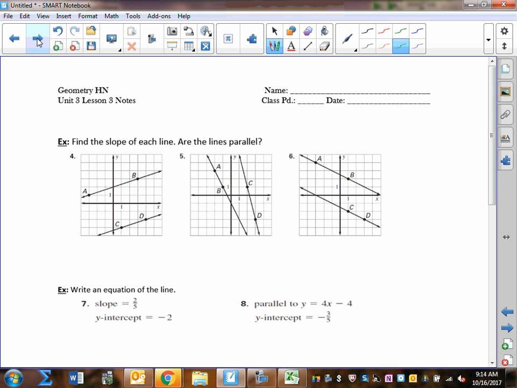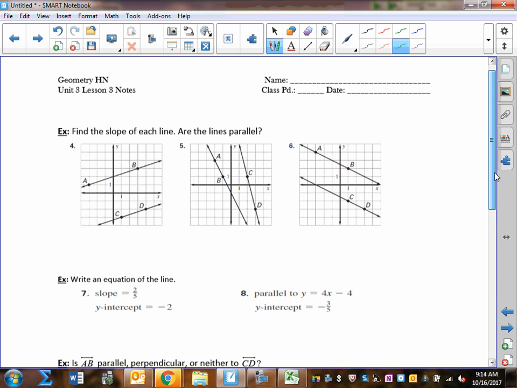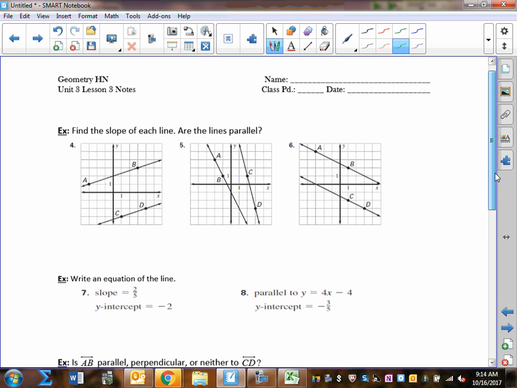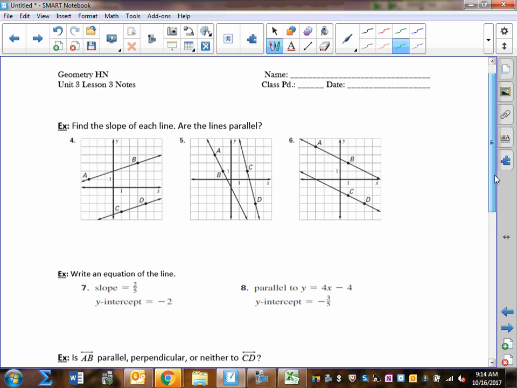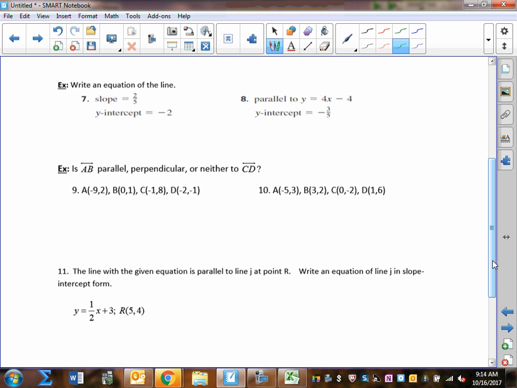I actually want to go ahead and move down to example 9. So 4, 5, and 6, it's pretty basic. That's back to what you did with Algebra 1, counting your rise over run. 7 and 8, that's something we did back in Algebra 1, and again on your summer assignment, the first week of school. I want to take a look at 9 and 10. It says, is line AB parallel, perpendicular, or neither to line CD?